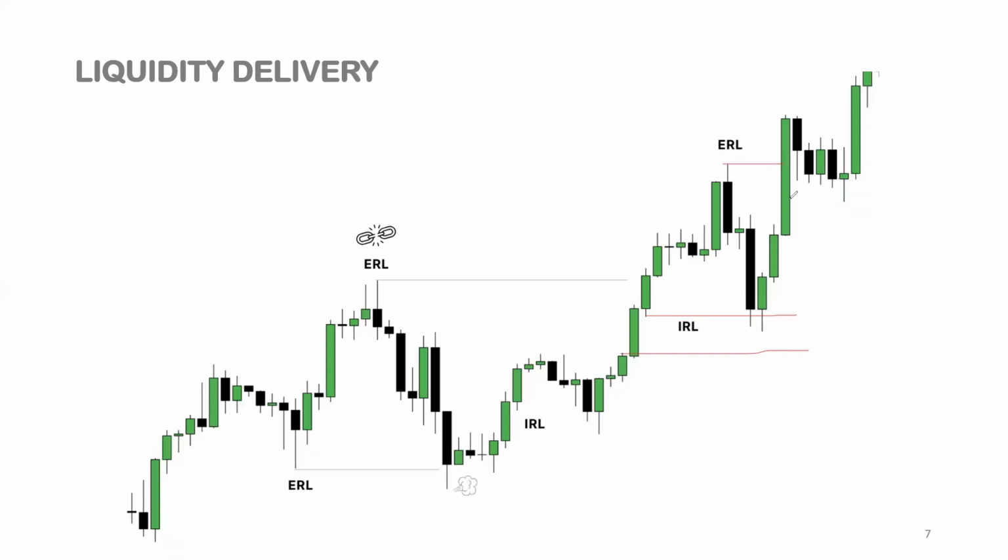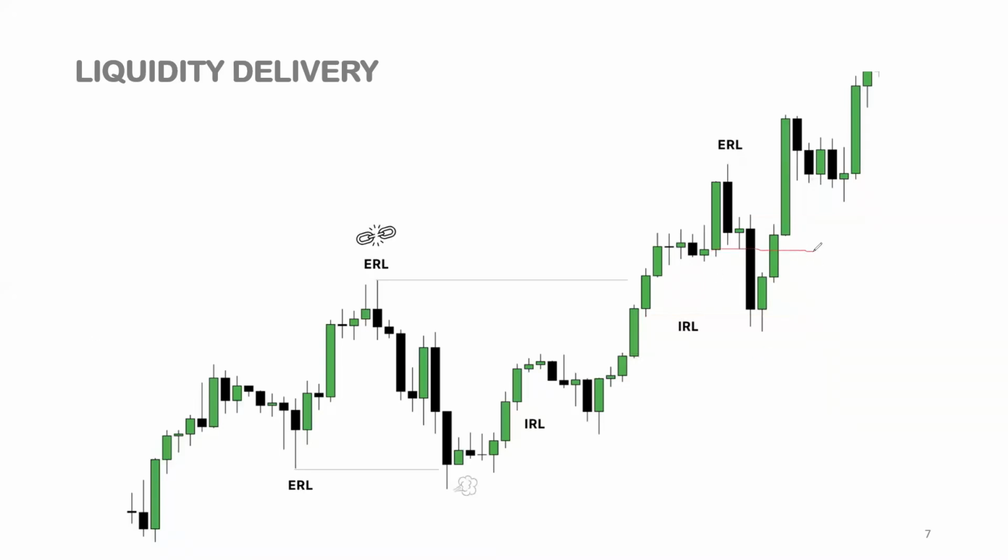As soon as the external range was taken, we have another internal range liquidity here paired with another block. So understanding this, we're able to strengthen our ability to build a narrative. We don't just come here and expect that, okay, this is an order block, we want to sell. Let me just take all this out.